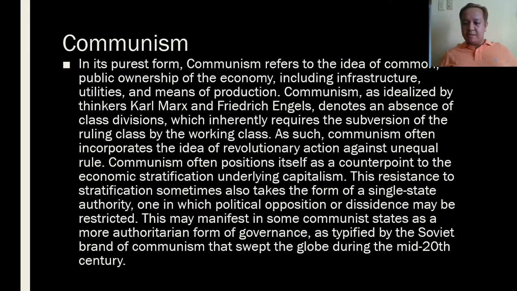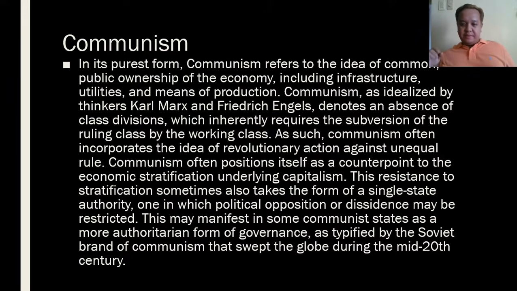Then, communism often positions itself as a counterpoint to the economic stratification underlying capitalism. So, basically, communist ideology is opposed to the capitalist. No? So, parang gusto kasi ng communist ideology is equal rights for everyone. No? Pati property.